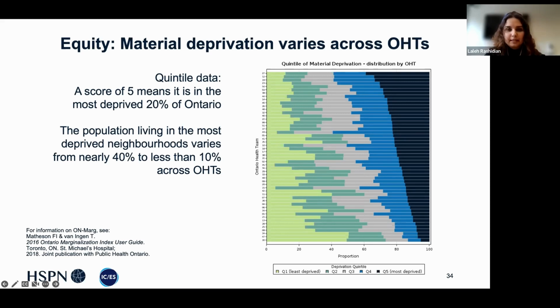So in this image, which is based on the most recent year of data, we can see all our OHTs stacked. And at the top, we can see that we have some OHTs that have up to nearly 40% of their population in most deprived areas, while at the bottom, this is less than 10%.